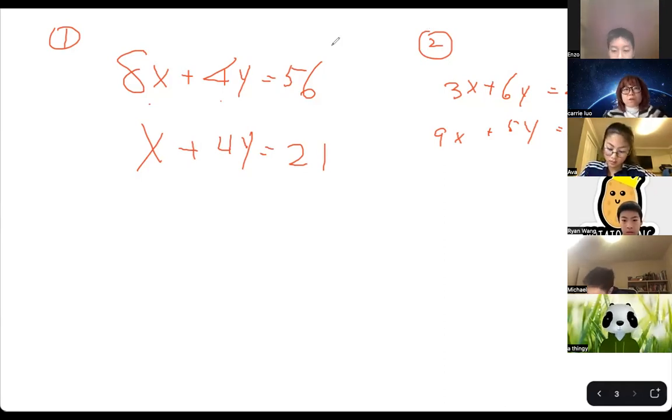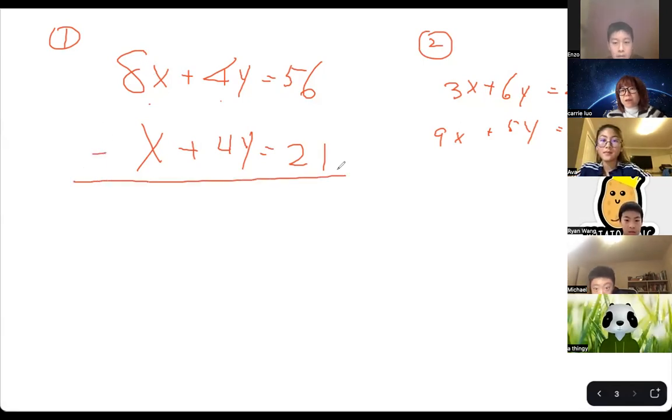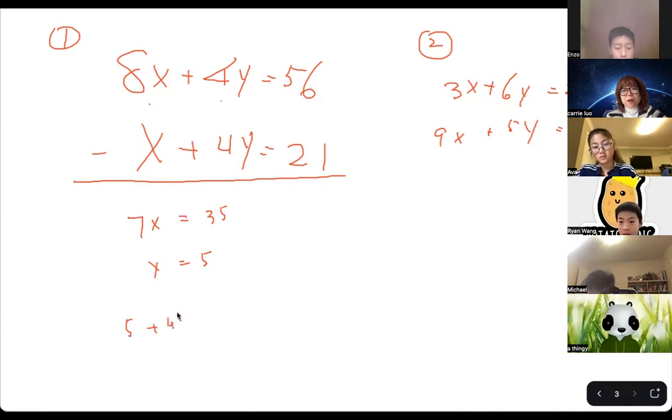Okay, so first of all, for the first question, Enzo, did you just directly minus them? Because 4y and 4y is the same, right? So 7x equals 35, so x equals 5, right? Yes. So basically it's 5 plus 4y equals 21. So 4y equals 16, y equals 4.